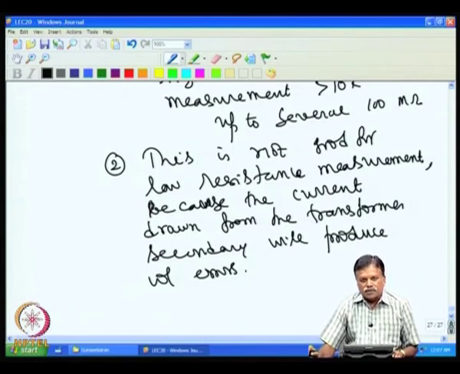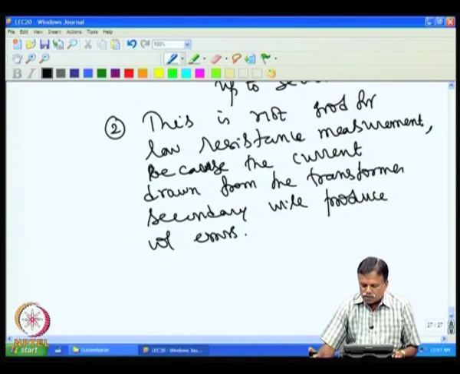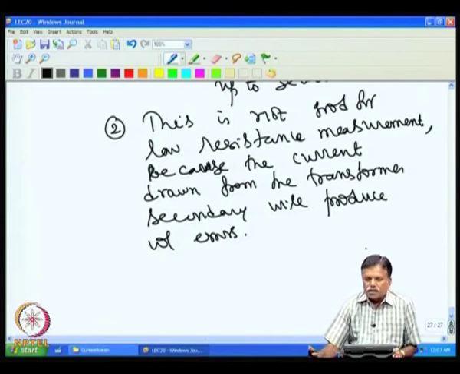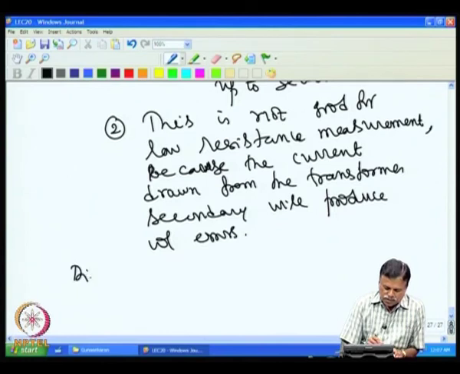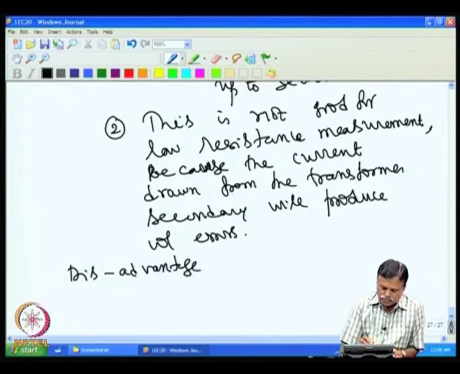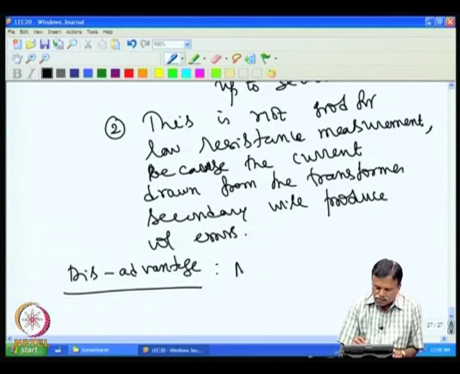Of course, the main disadvantage with this method is that one has to balance this manually. The major disadvantage is that manual balancing is required.